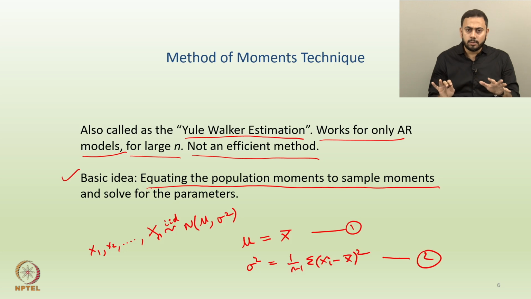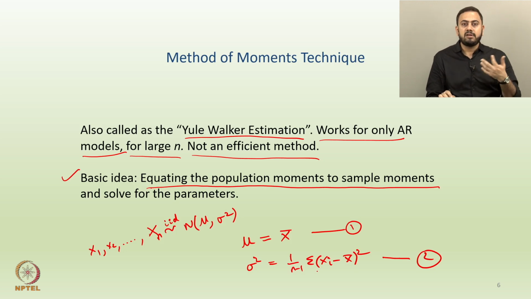Alright. So, the idea is hopefully clear that it depends on the number of parameters you want to estimate. In this case you are estimating 2, mu and sigma square. So, you create that many equations. The first equation is mu equals x bar, a very simple equation. The second equation is sigma square equals the sample variance, and then you keep on equating and solving for the parameters. So, this is broadly the idea underlying the method of moments technique.